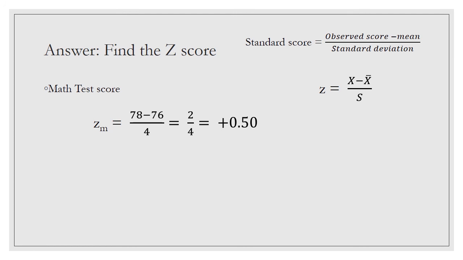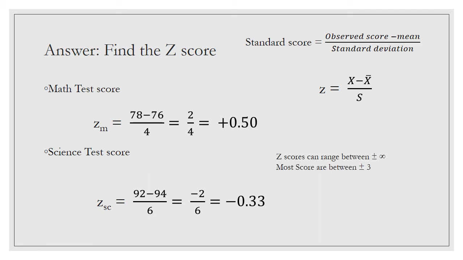For the science test, we take the observed score of 92. We subtract the mean of 94, which gives us a -2. We then divide that -2 by the standard deviation, which was 6. And we get a negative value in this case of 0.33.